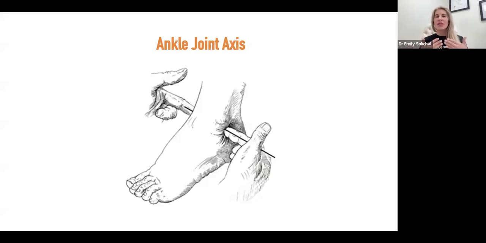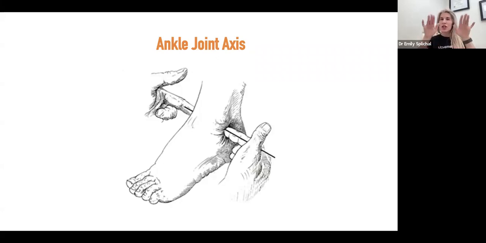Okay, so we're going to step back and we're going to first talk about the rear foot, because you cannot fully understand the midfoot unless you have mastered the rear foot. Okay, so in our rear foot, you have 2 joints. You have your ankle and your subtalar joint. Your ankle joint, we think of this oftentimes as kind of like a hinge, right?